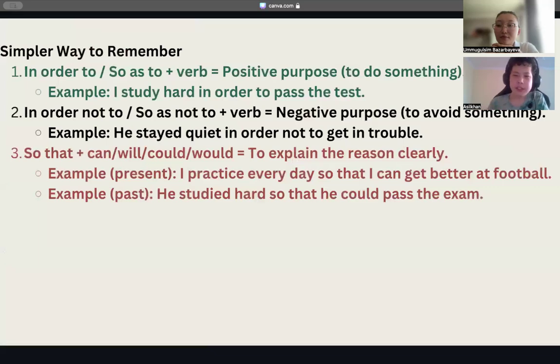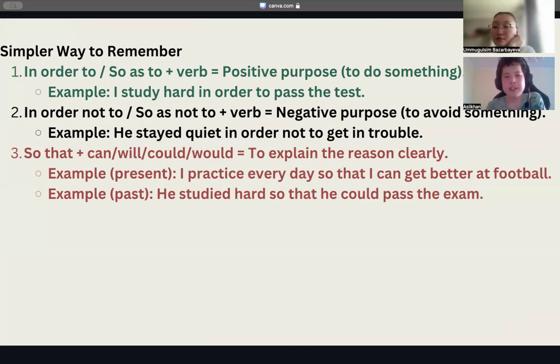So there is actually a simpler way to remember. In order to and so as to plus verb is a positive purpose, something you want to happen, something you strive to do. So I study hard in order to pass the test. And then in order not to, so as not to plus verb. This is the same thing, but instead we're doing the opposite. It's a negative purpose to avoid something, to want something not to happen.